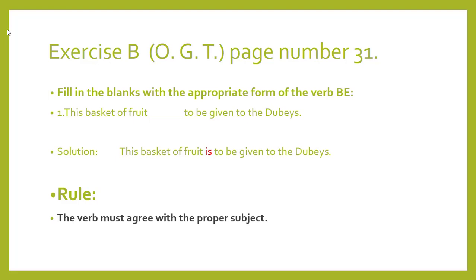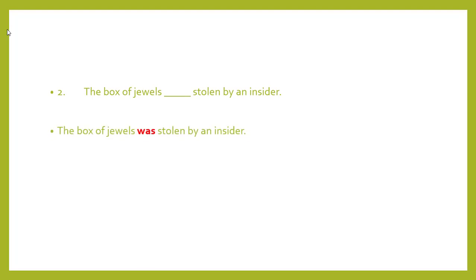Now we go to sentence number 2. The box of jewels dash stolen by an insider. Could you think of the solution? Okay, the solution is, the box of jewels was stolen by an insider. Can you derive the rule for sentence number 2? Think over it.